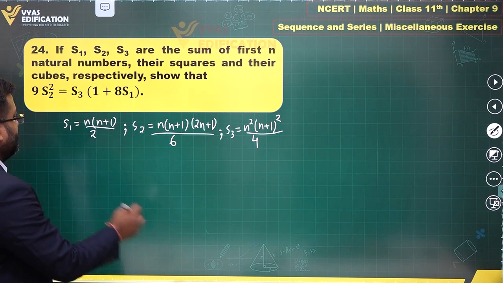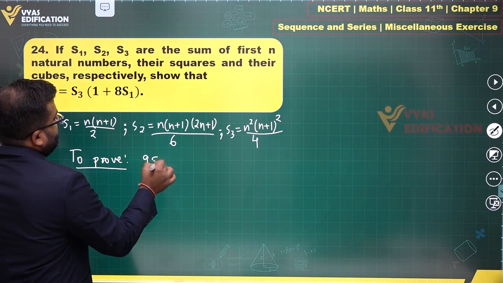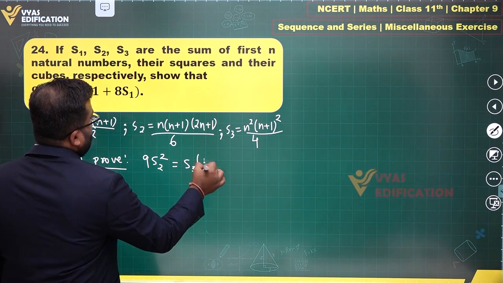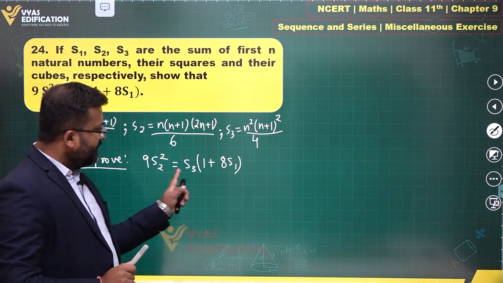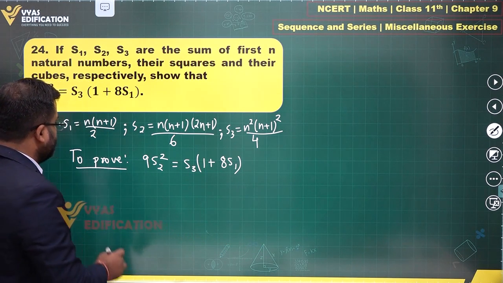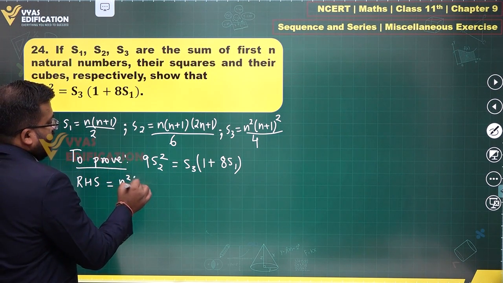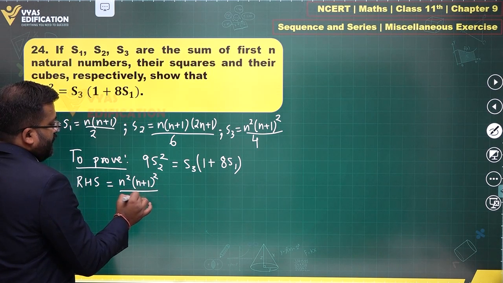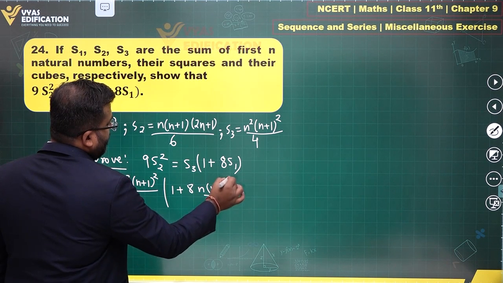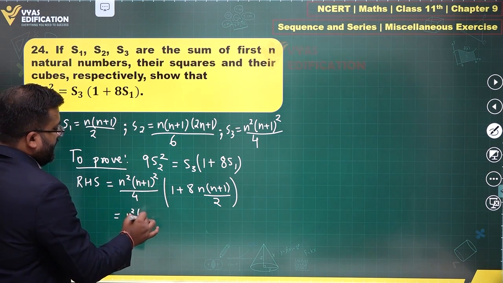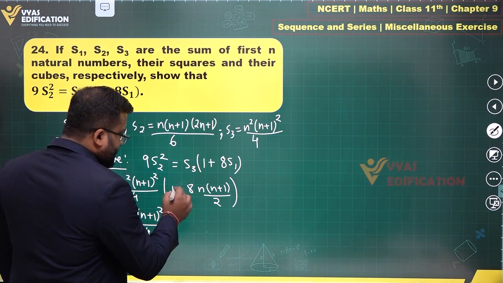Now how do we prove that? To prove 9 times S2 square is equal to S3 times 1 plus 8 S1. So what are we interested in? This looks relatively simple. This is more complicated. So let's begin with the RHS. RHS is S3, n square, n plus 1 square upon 4. In the bracket we have 1 plus 8, n plus 1 upon 2. This is okay. n square is okay. n plus 1 square is okay. 4 is okay. What does this become?